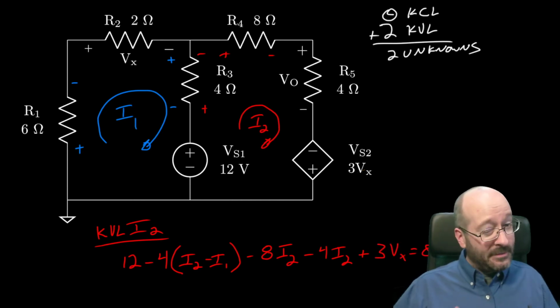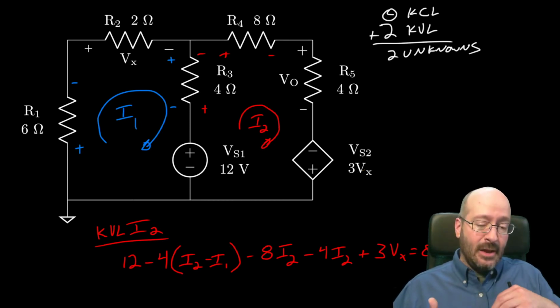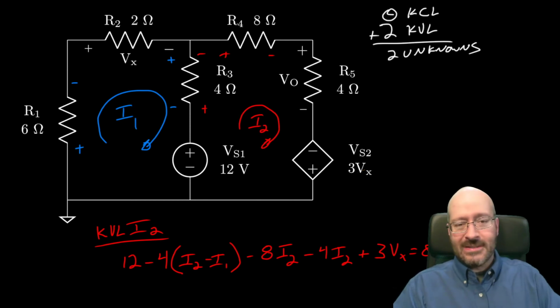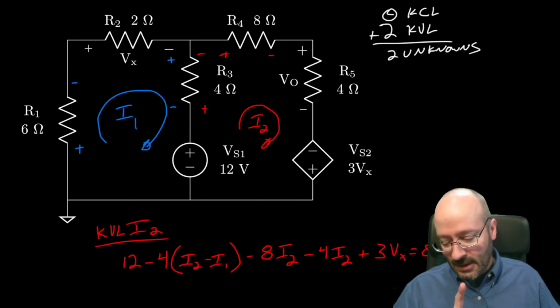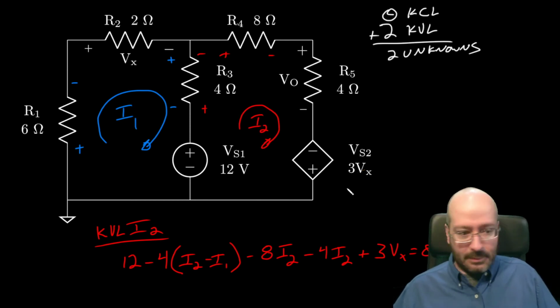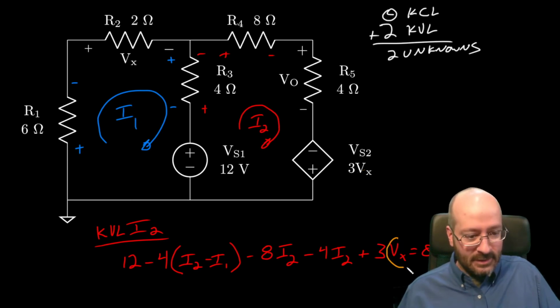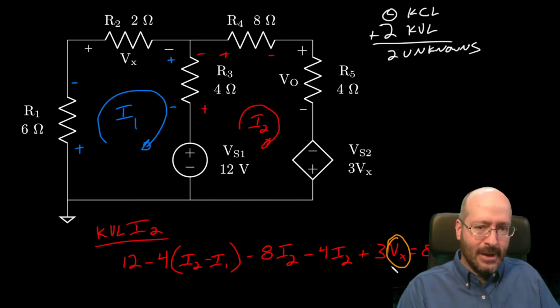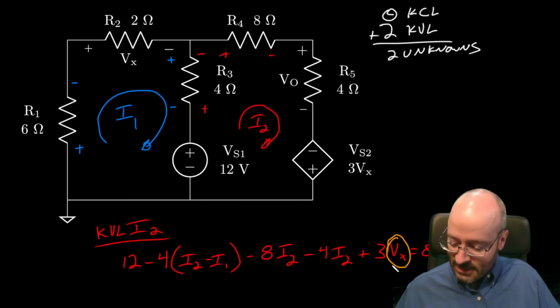Okay, in previous videos I said that we wanted our equations to be a bunch of constants and our unknown mesh currents and nothing else. And there's something in here that's a problem. That something is this right here. That is not a mesh current, and that is not a constant. So I've got to figure out how to get rid of it. And here's how you get rid of it.